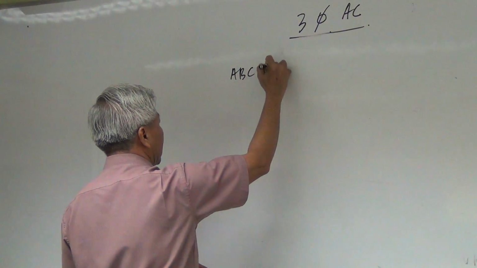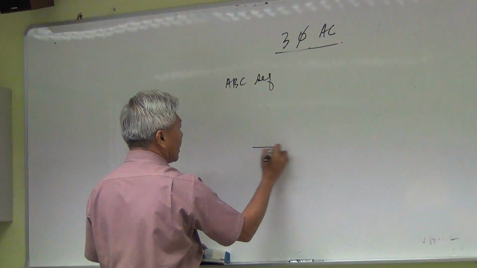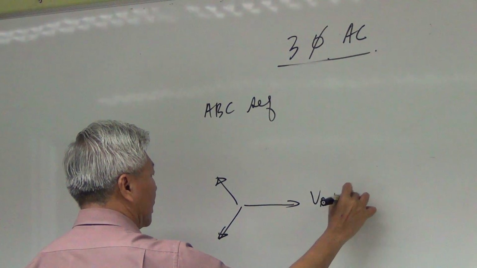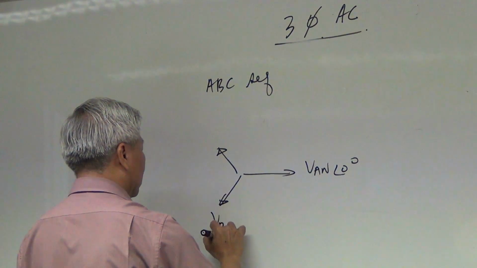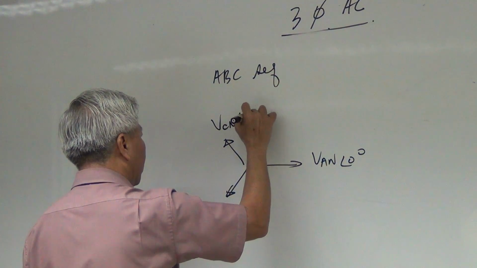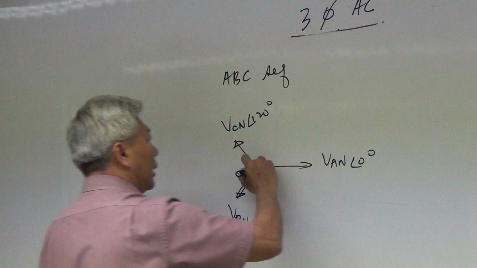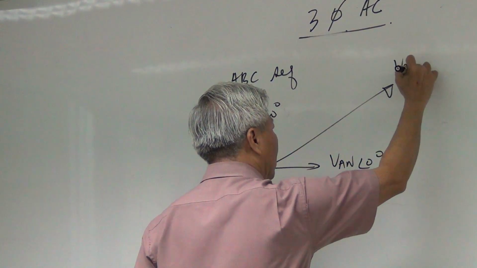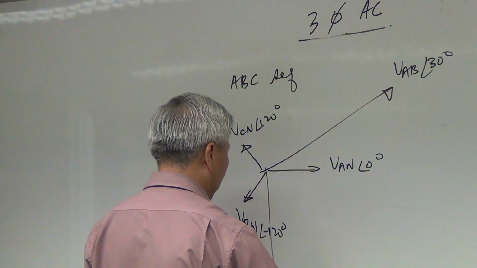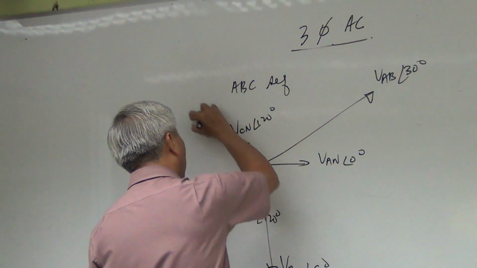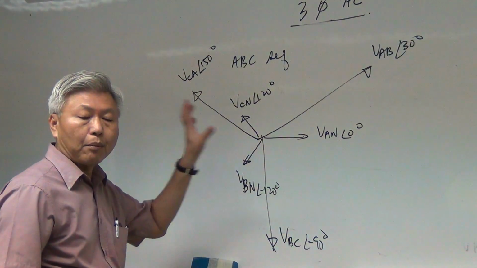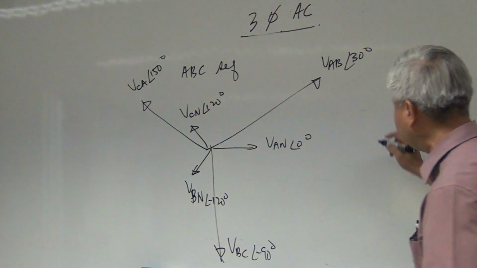So it's ABC sequence. Okay, ABC sequence. So it's this, and this. So it's VAN 0 degree, VBN minus 120 degree, VCN 120 degree. Right? Then the long one is VAB 30 degree, VBC minus 90 degree, and VCA 150 degree. Okay, now based on this phasor diagram, let's try.